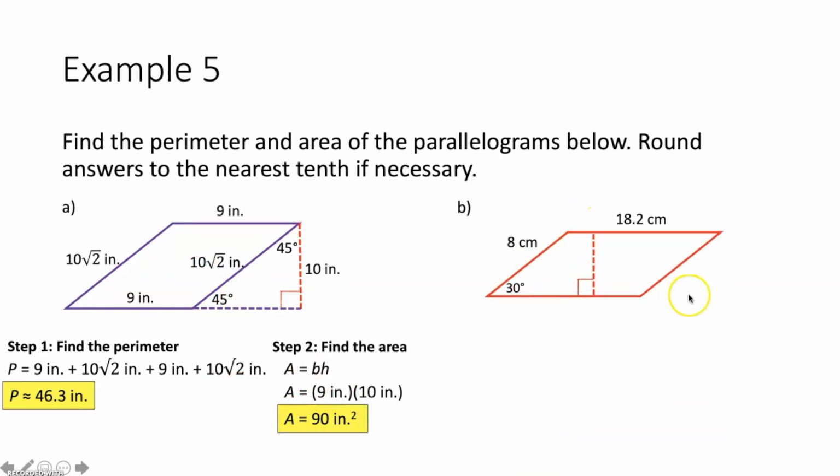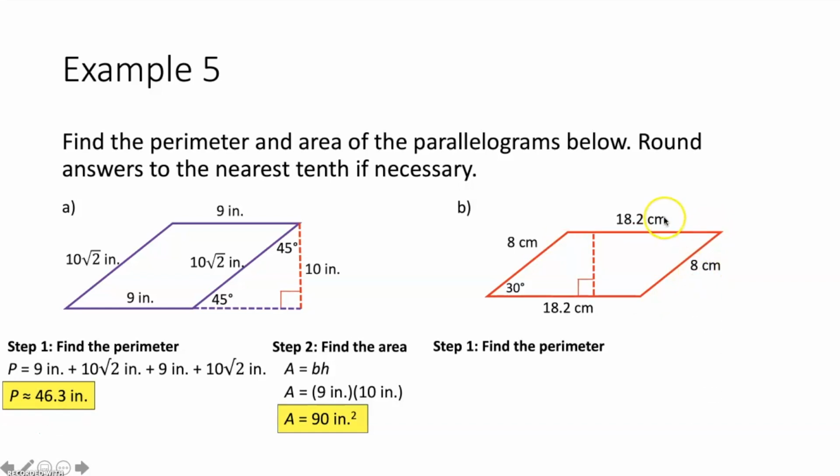Part B, we again have a parallelogram and we want to find the perimeter and area. So we're going to start by finding the perimeter of this parallelogram. And we know in a parallelogram, both pairs of opposite sides are going to be congruent to each other. So if this side length is 18.2 centimeters, that means the side length opposite that is also going to be 18.2 centimeters. If this side length is 8 centimeters, that means the side length opposite that is also going to be 8 centimeters.